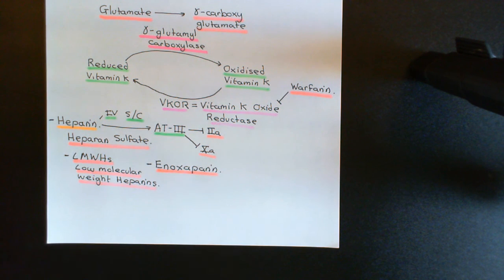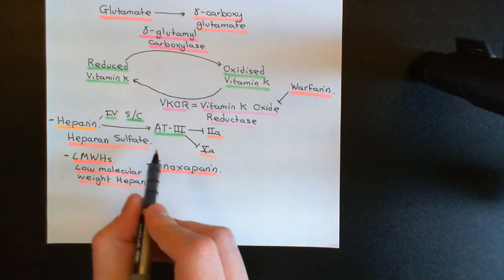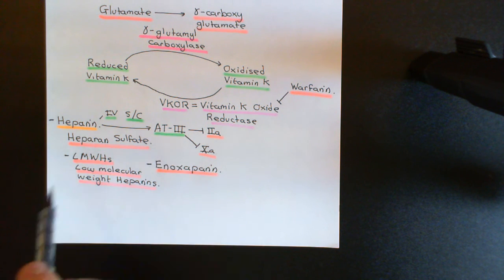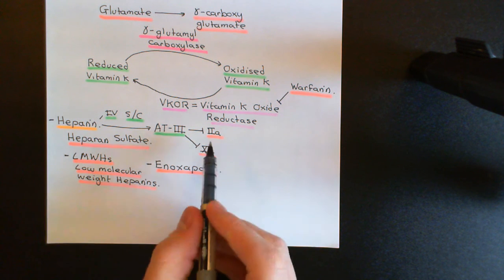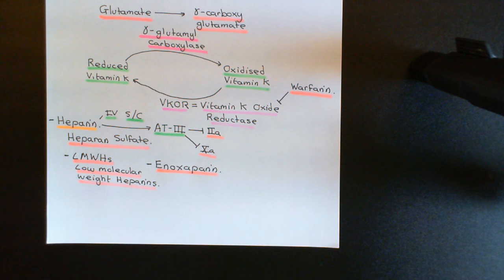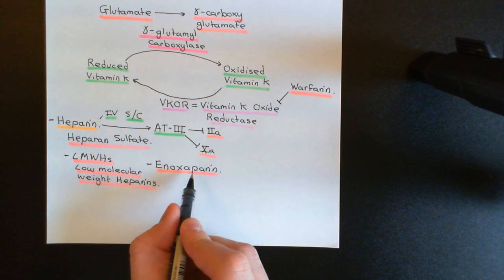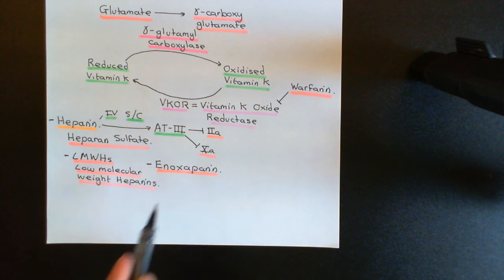Okay, and it does the same thing as heparin, so it will also bind antithrombin-3 molecules, and it will then activate the antithrombin-3 molecules so that they can then inactivate factor 2A and factor 10A. Now, enoxaparin, the reason I mention it is that this is one of the major ones that is given to people when they go into hospital.